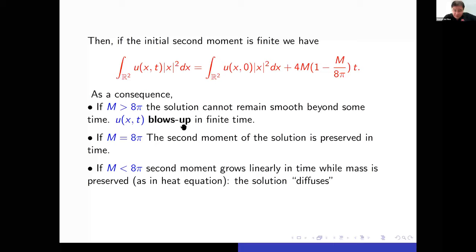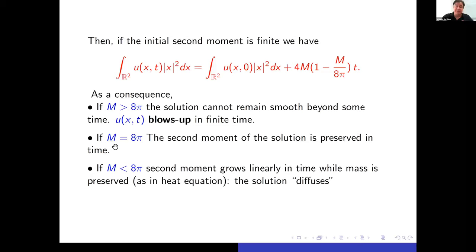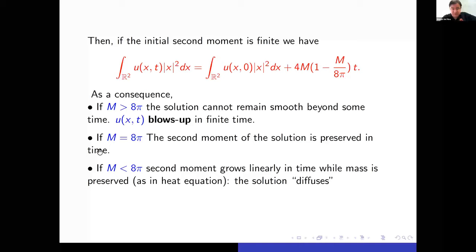If the mass is equal to 8 pi, instead, you see another phenomenon which is different. I mean, you don't see this in the heat equation. In the heat equation, you see the population dispersing in a sort of uniform way indefinitely. Instead, here, that dispersion becomes constant. The second moment of the solution is preserved if the mass is equal to 8 pi, because this number is zero. So the second moment is constant.